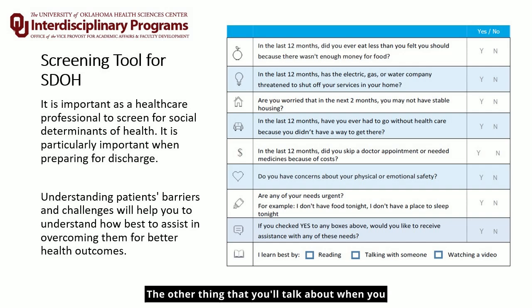The other thing that you'll talk about when you're having your 10 minutes to prep is knowing what we just talked about. What's the order that you're going to do things with your patient? Are you going to lead with this? Are you going to lead with something else? Because knowing that something could cause strong emotions might change the way that you start your conversation.